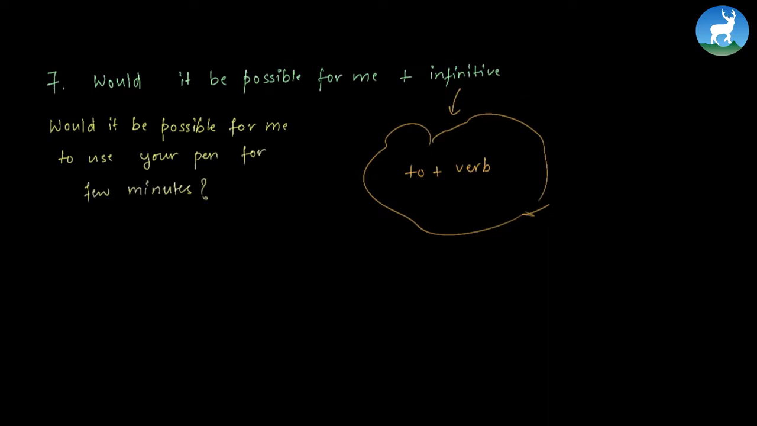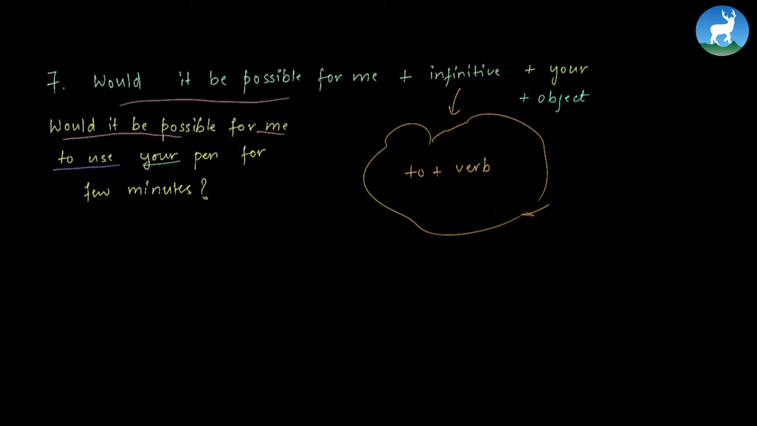So notice the sentence structure. Would it be possible for me to use your pen? So "to use" is just writing a "to" in front of a verb, which is an infinitive, plus object. To remember, you can also add "your" here in the structure so that it becomes easier for you to understand. Would it be possible for me to use your pen for a few minutes? And after "your", you can have your object. So the final sentence structure becomes: would it be possible for me plus infinitive plus your plus object.